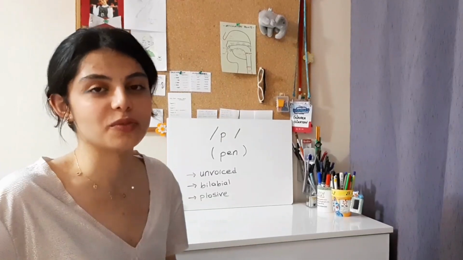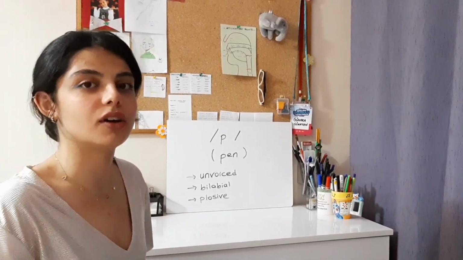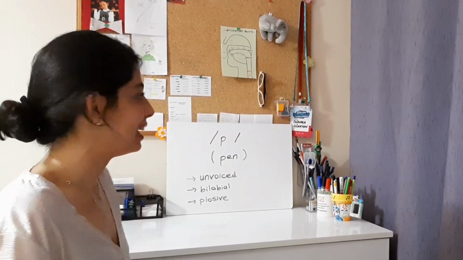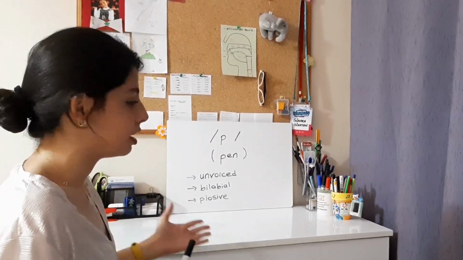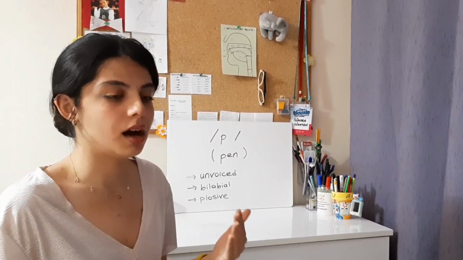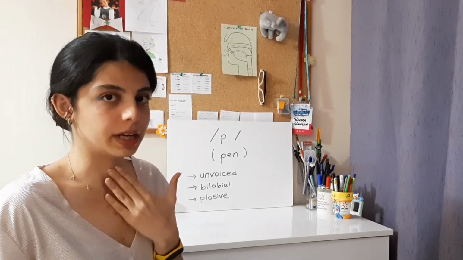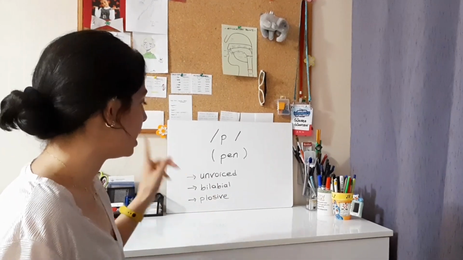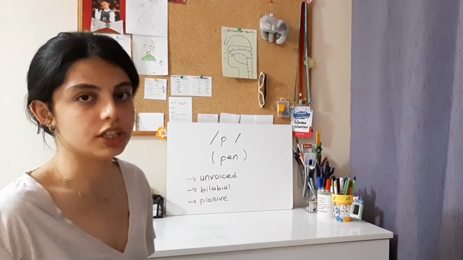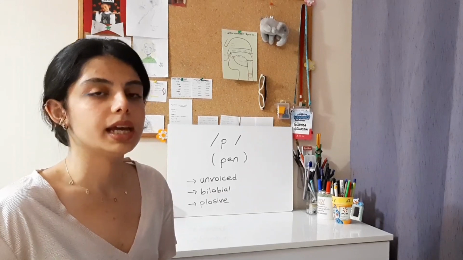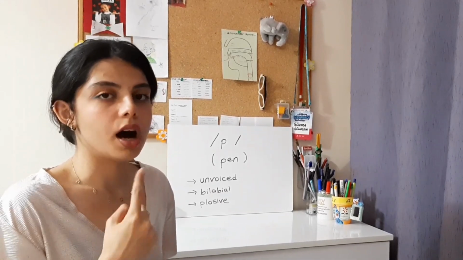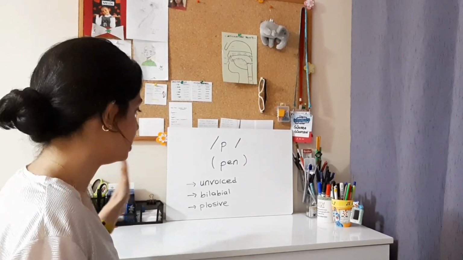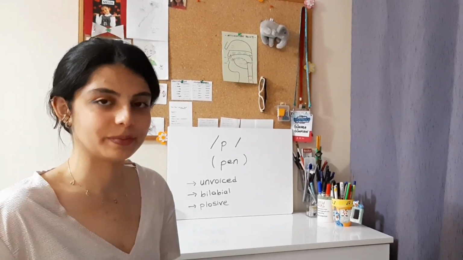Now it's time for the consonants. Our first consonant is p, as in pen. It's an unvoiced sound because when you say p, our throat doesn't vibrate, so we call it unvoiced. Its place of articulation is bilabial because when we try to say p, both our lips touch each other, and its manner of articulation is plosive.